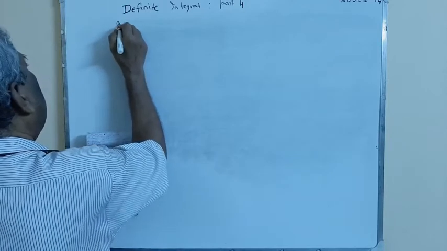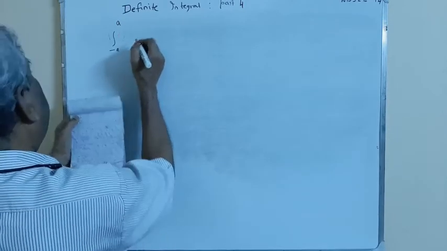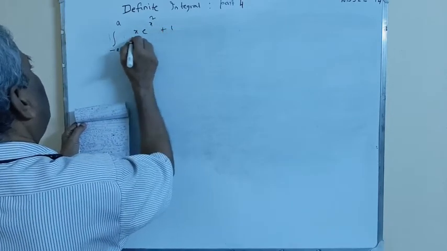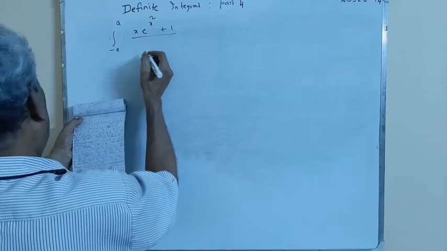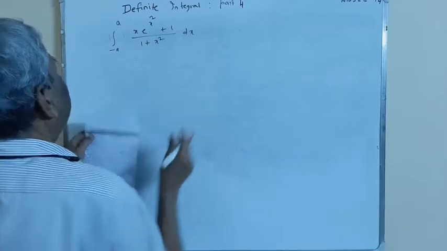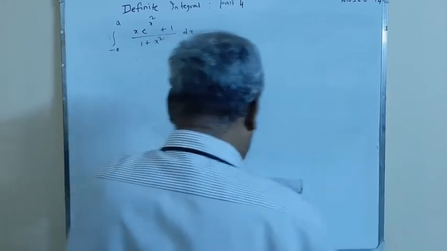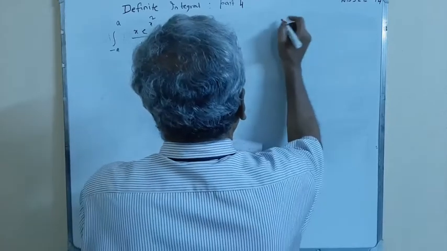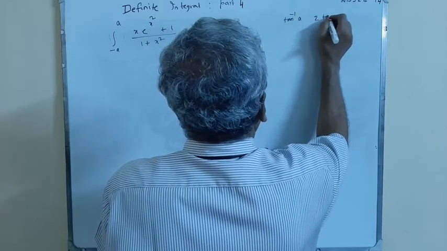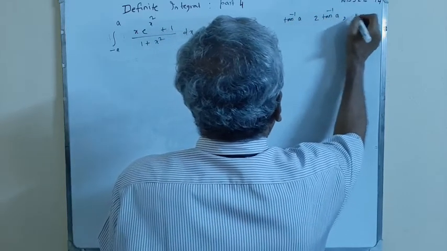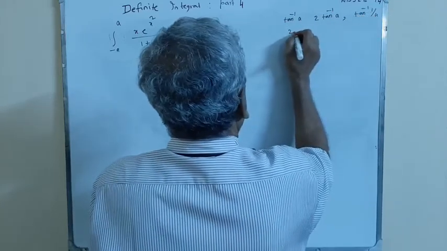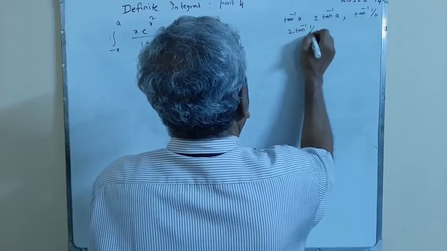integral from minus a to plus a of x e to the power x square plus 1 divided by 1 plus x square dx. Options: tan inverse a, 2 tan inverse a, tan inverse 1 by a, and 2 tan inverse 1 by a.